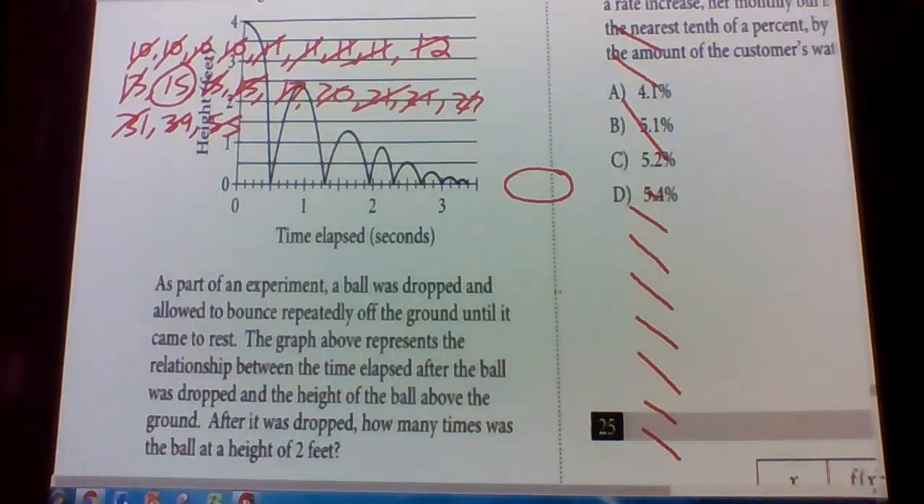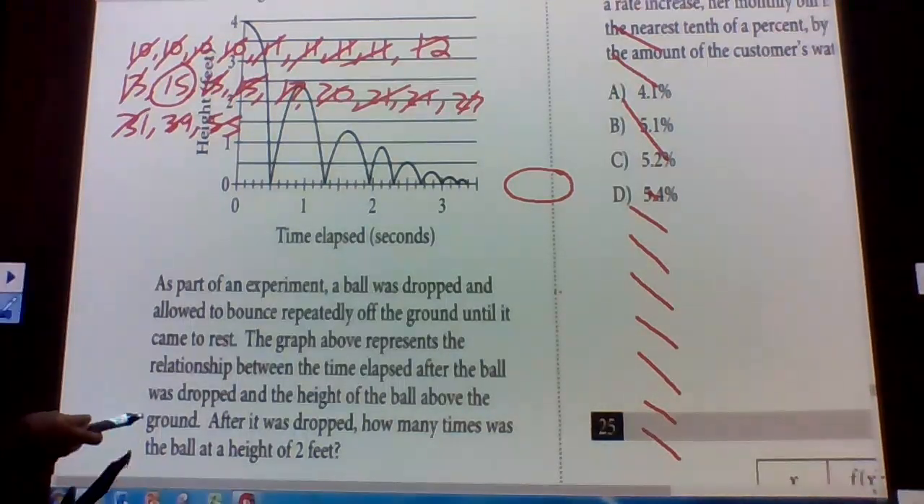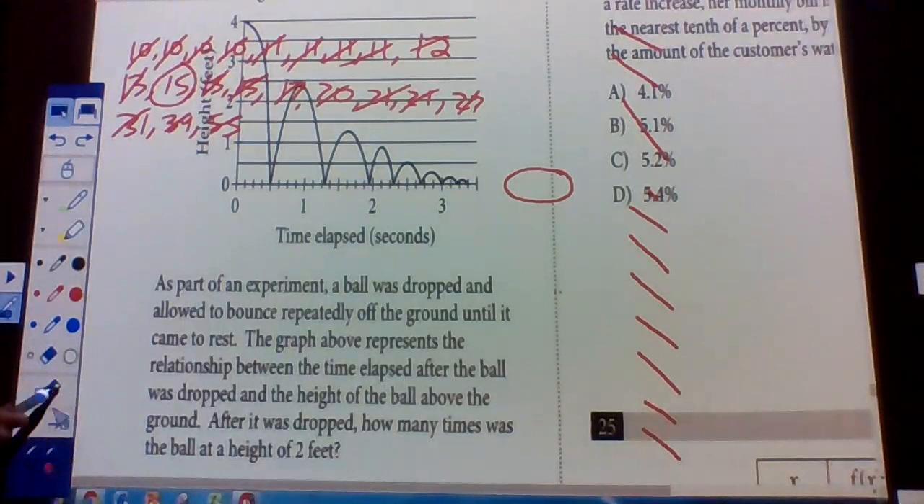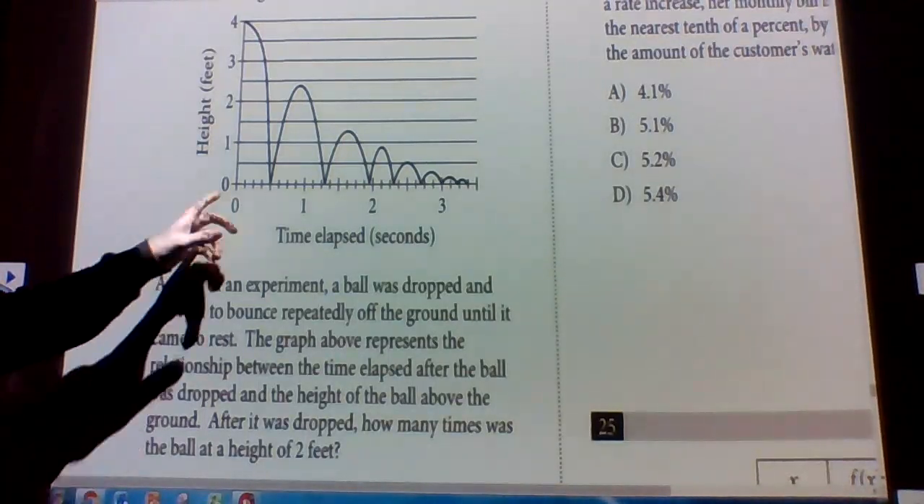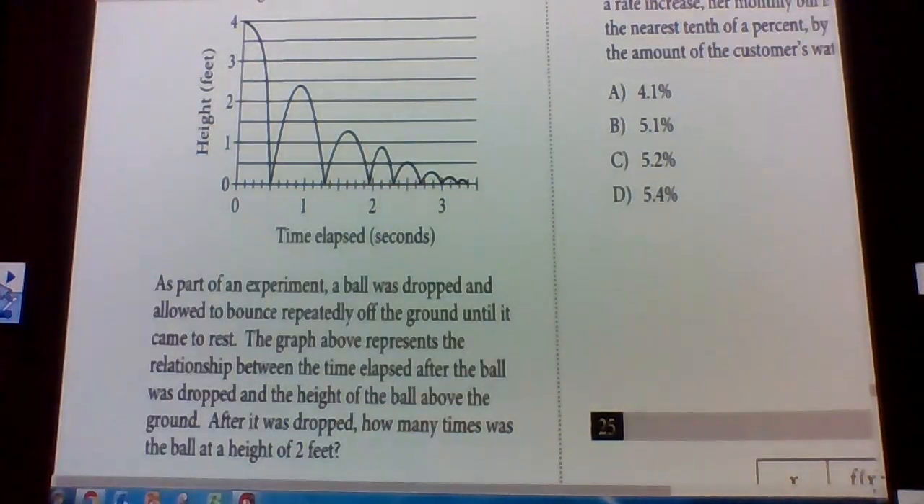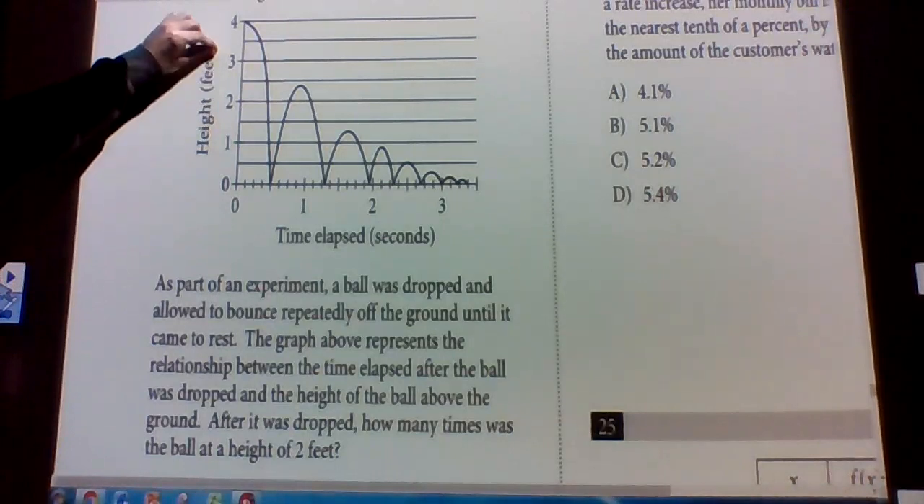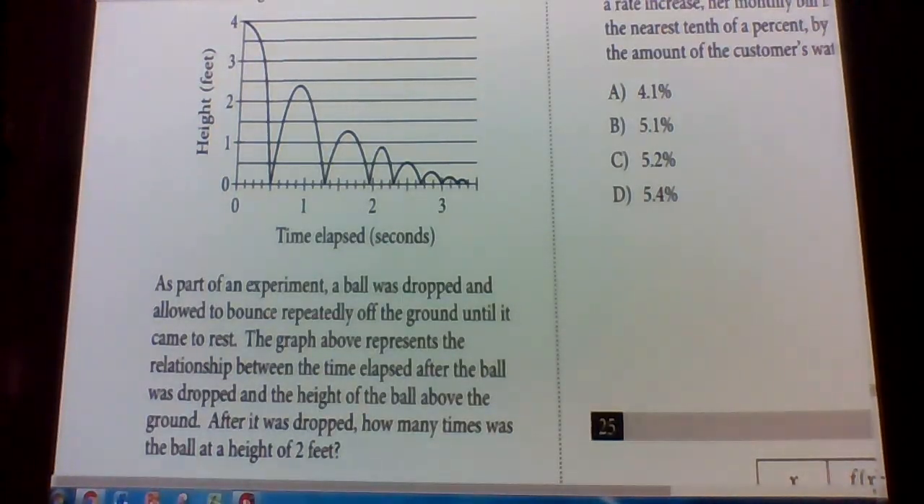Okay, an experiment ball was dropped and allowed to bounce repeatedly off the ground until it came to rest. The graph above represents the relationship between the time elapsed after the ball was dropped and the height of the ball above the ground. After it was dropped, how many times was the ball at a height of 2 feet?